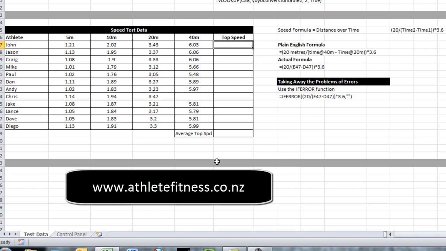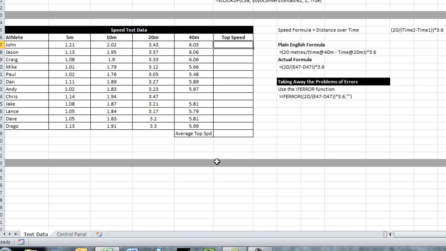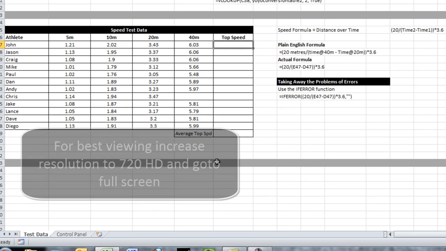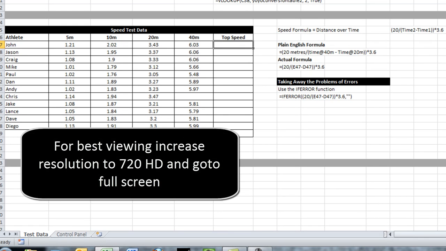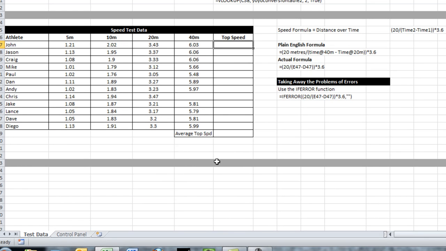So to do that, we need to do a little bit of mathematics, and I've written it across to the right here so you can see what it is. But basically, a speed calculation requires distance over time, and then some sort of conversion depending on what units you want, meters per second or kilometers per hour.